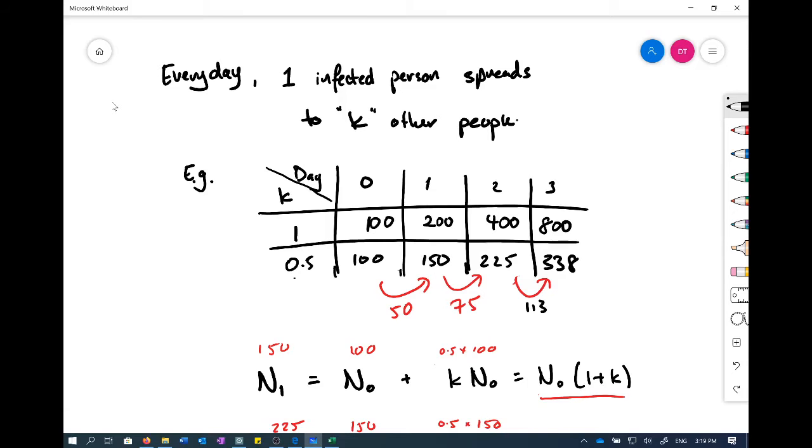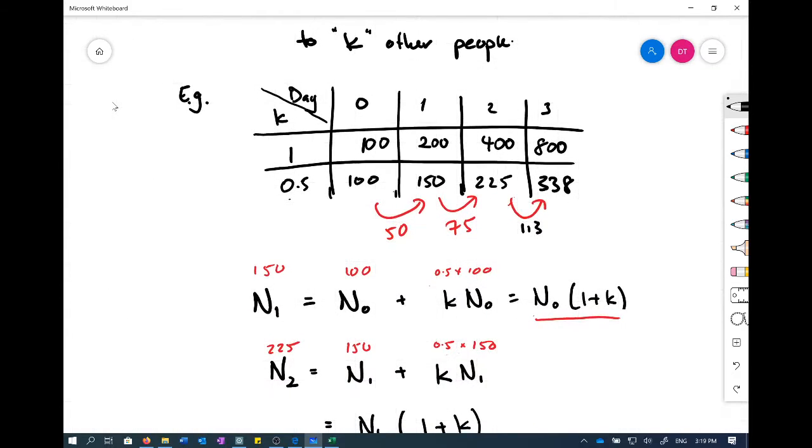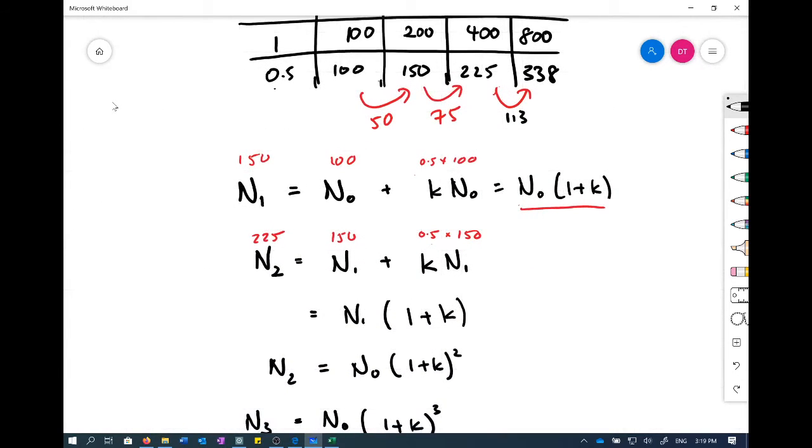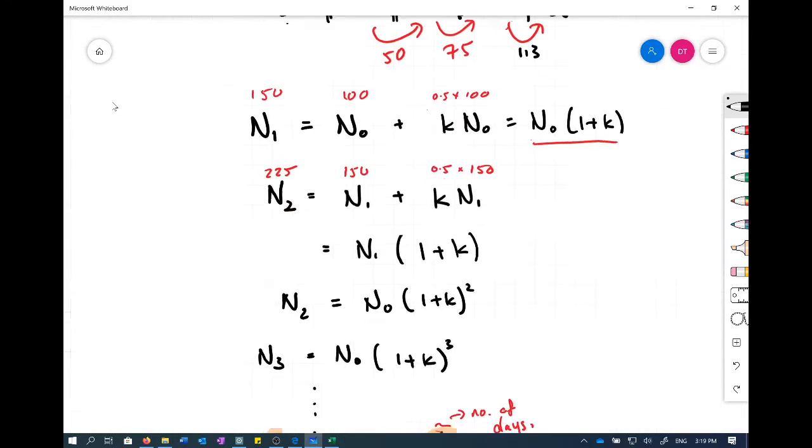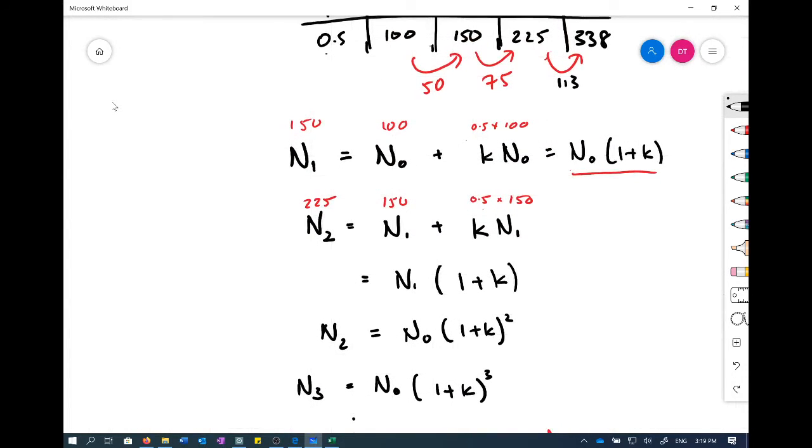Which we can then factorize into something like this, right? And then N2, you follow the same pattern, but now the basis is based on N1's number, Day 1's numbers, and so on and so forth. Now, if you carry on this idea, you will start to see some kind of pattern. N1 equals N0 times 1 plus k to the power of 1, and then this one times 1 plus k to the power of 2, 1 plus k to the power of 3, and so on.